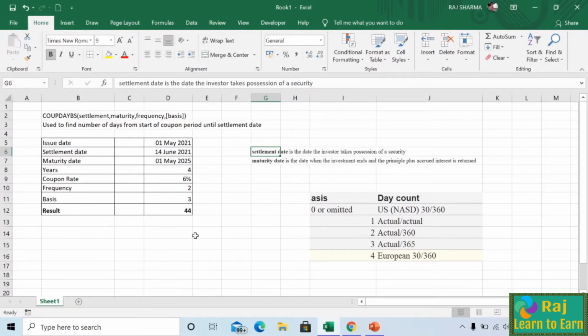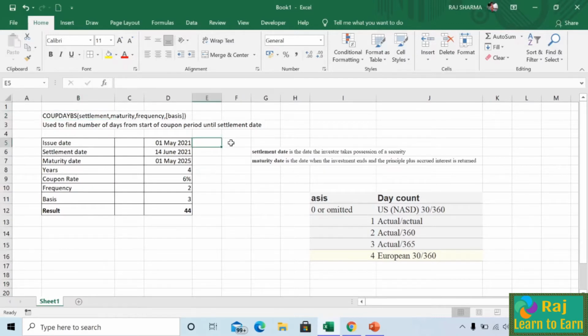In today's video we are going to talk about another very useful formula, that is COUPDAYBS. This formula is used in bond calculations, and it gives us the number of days between the start of the coupon period to the settlement date. The syntax of this formula has been given here, and now let us try to understand it by an example.